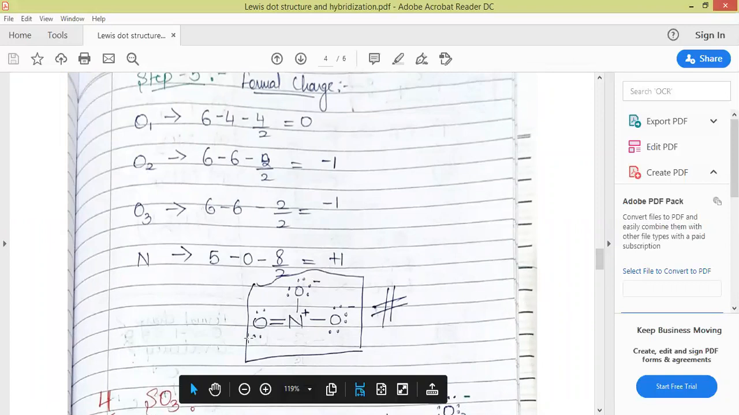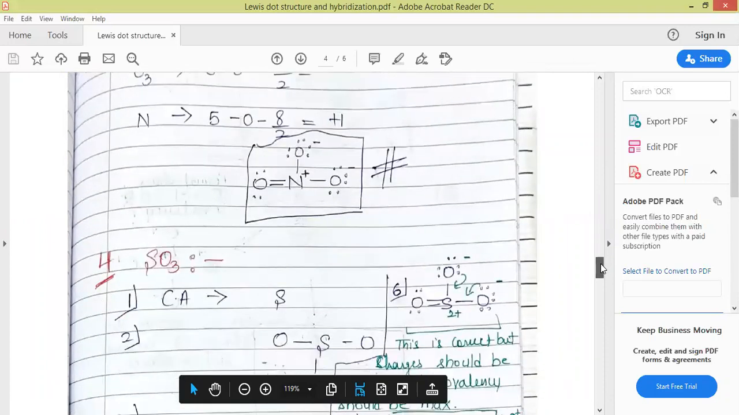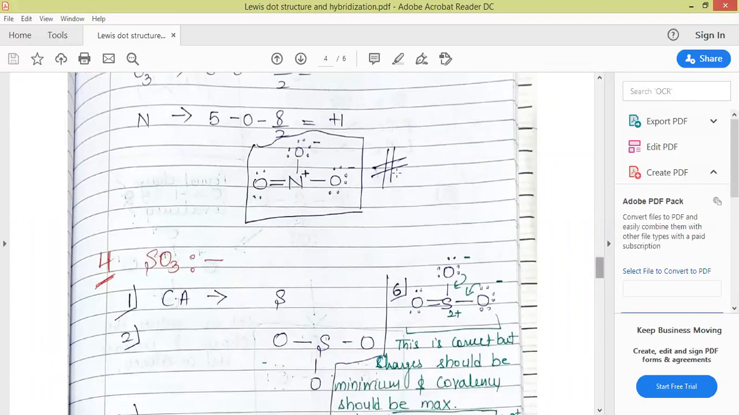The overall charge on the molecule comes out to be, as this 1 plus and 1 minus are going to cancel each other, minus 1, NO3 negative. Three atoms have a formal charge: nitrogen has a plus charge and 2 oxygens have a negative charge. So this is the most acceptable structure for the NO3 negative anion.